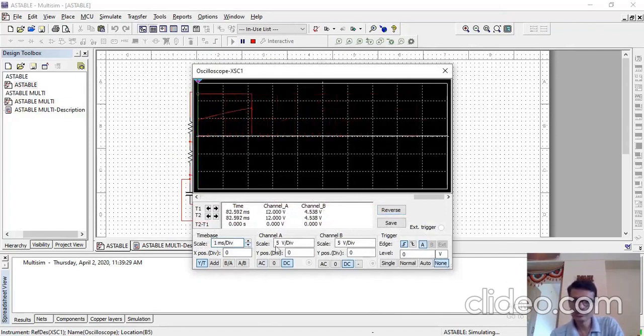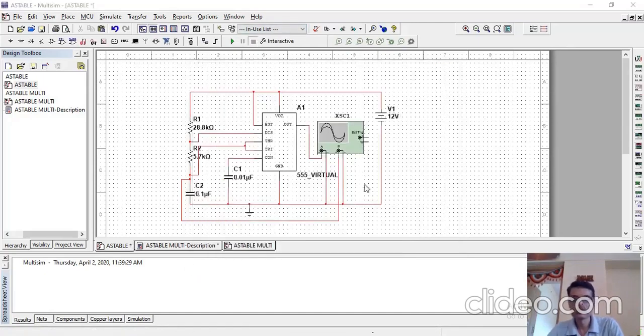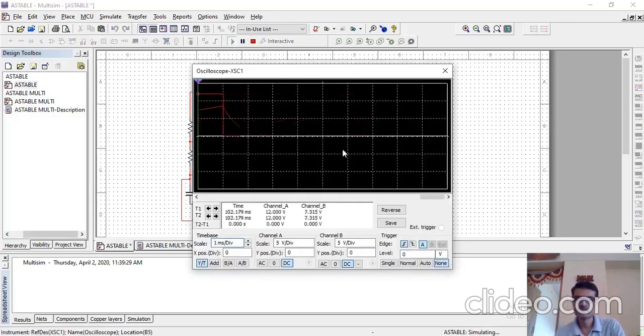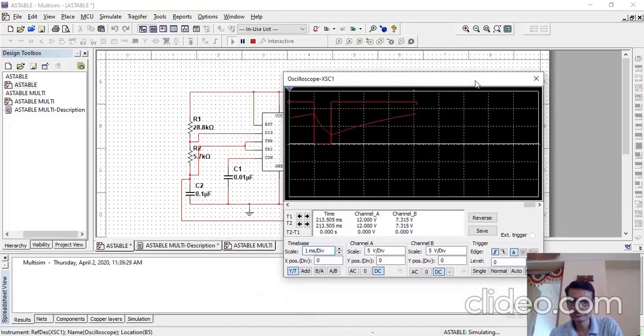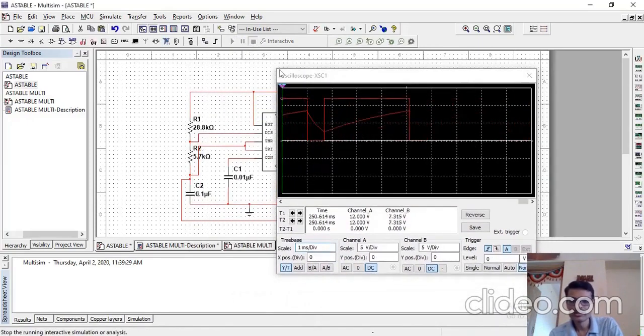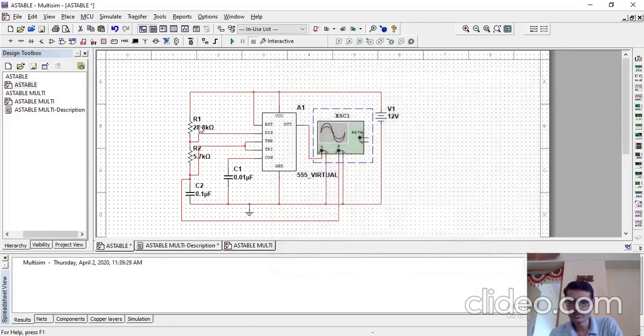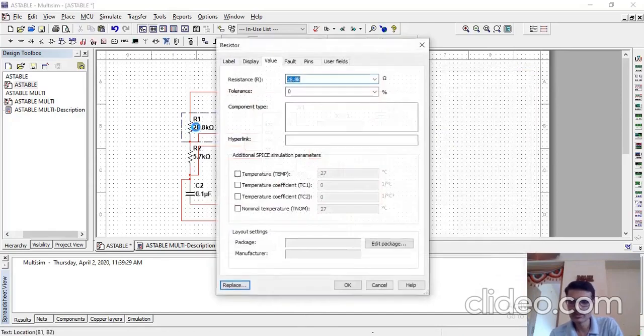Okay, something is not proper. I think the on period is more, the off period is very less. So let me stop this. Okay, I'll run this again. I'm getting a much longer on period. That is because instead of giving 2.8, I have given 28.8. So let me correct this.